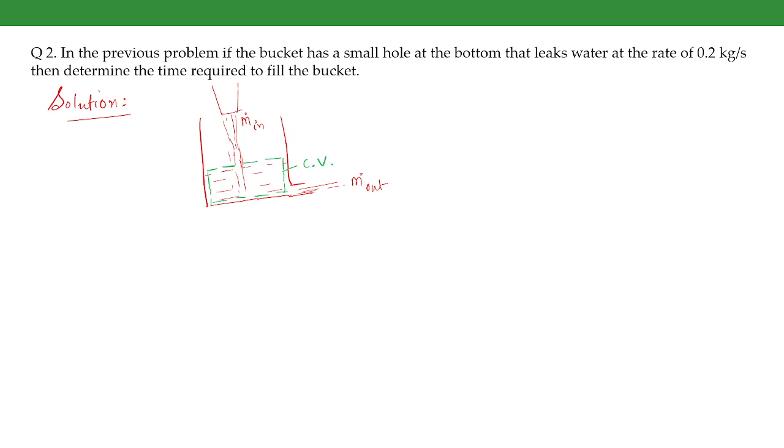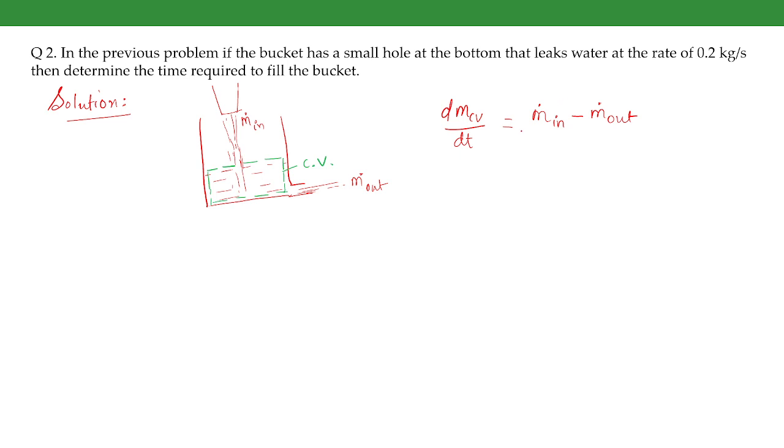We consider the control volume to be enclosing the water in the bucket at any point of time. So how is the mass of the control volume changing? That is, the mass of water changing with time. dm_cv/dt, the mass of water in the control volume with time, can be written as m_in, the rate at which it is coming in, minus the rate at which it is going out.